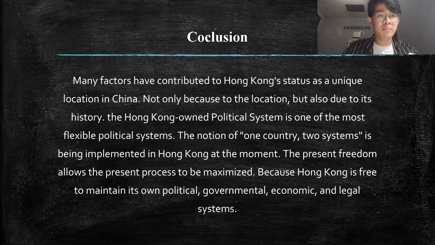Hong Kong's political system is one concept that makes Hong Kong very special right now. One country, two systems. Hong Kong can preserve its political, government, economic, and legal systems on its own. Hong Kong is ruled by the chief executive, and the chief executive is responsible to the Central People's Government, or CPG, and the president of mainland China. Okay, so that's all our conclusion about Hong Kong.